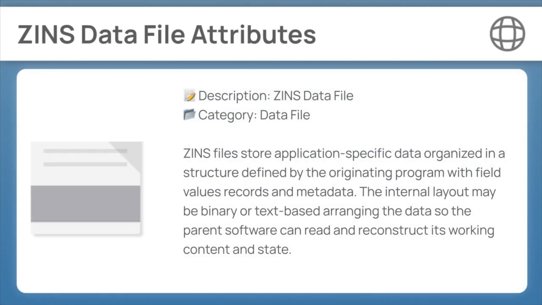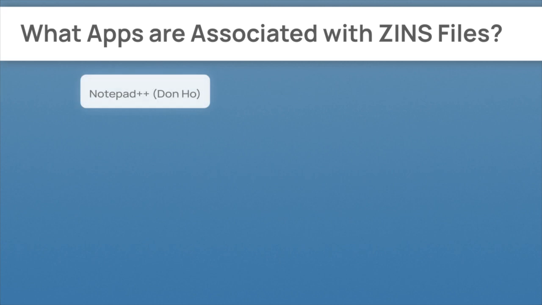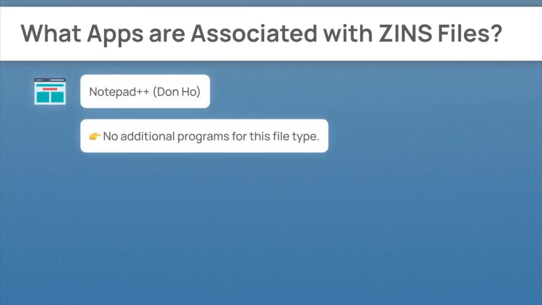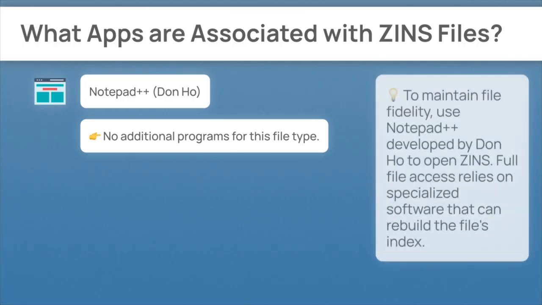ZINS files store application-specific data organized in a structure defined by the originating program, with field values, records, and metadata. The internal layout may be binary or text-based, arranging the data so the parent software can read and reconstruct its working content and state. The fundamental software link for ZINS files is built around Notepad++ by Don Ho. Full file access relies on specialized software that can rebuild the file's index. Windows offers only top-level details, so proper interpretation depends on the correct application.